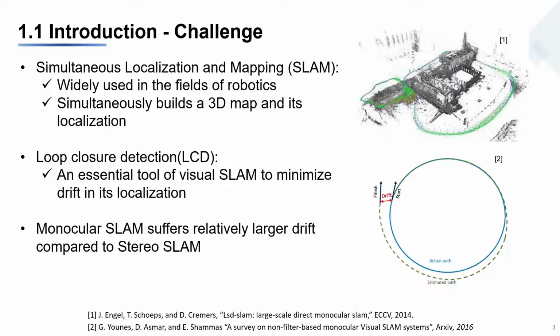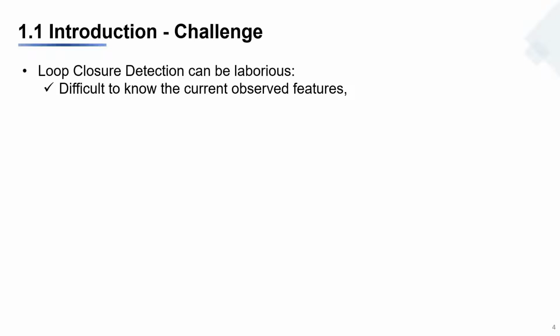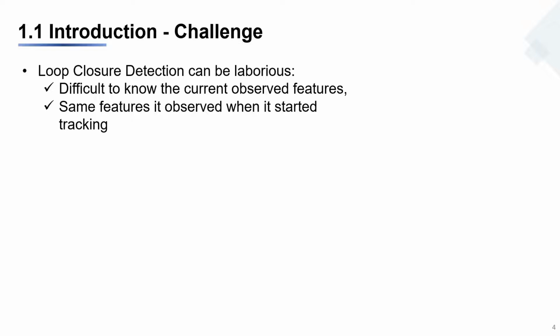Monocular SLAM suffers relatively larger drift compared to stereo SLAM, which makes the loop closure quite crucial for monocular SLAM. Loop closure detection can be laborious, since it's difficult to know if the features that were observed currently are the same features it observed when it started tracking.